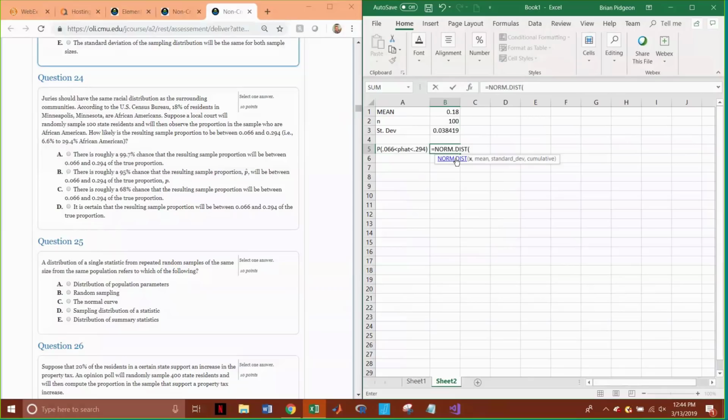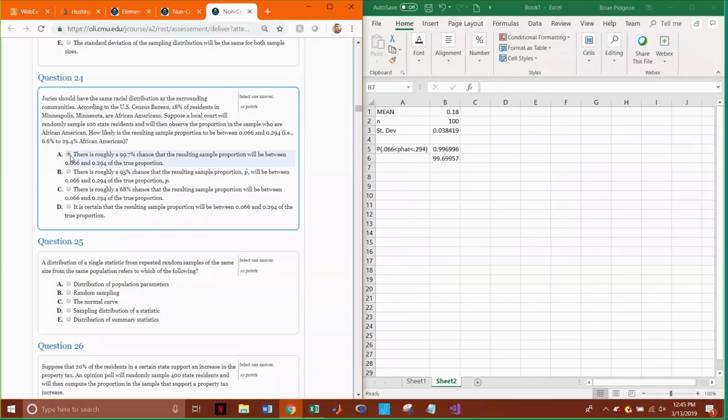Our first value is the larger of the two, 0.294. Our mean is 0.18. Our standard deviation is the one that we calculated a little bit ago. And then our cumulative is 1. Now we do minus norm dist again with the smaller value, 0.066, 0.18, click the standard deviation so it doesn't round it, comma 1. What we're going to get is something like 0.9969. If we convert this to a percentage, we're at about 99.7%.